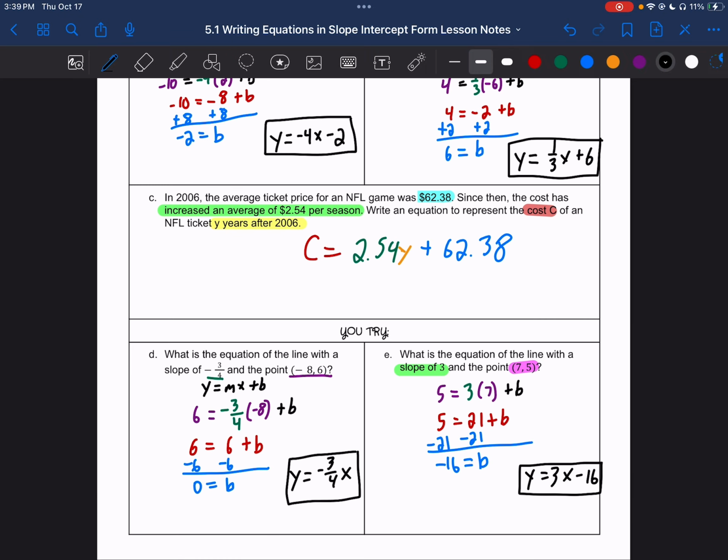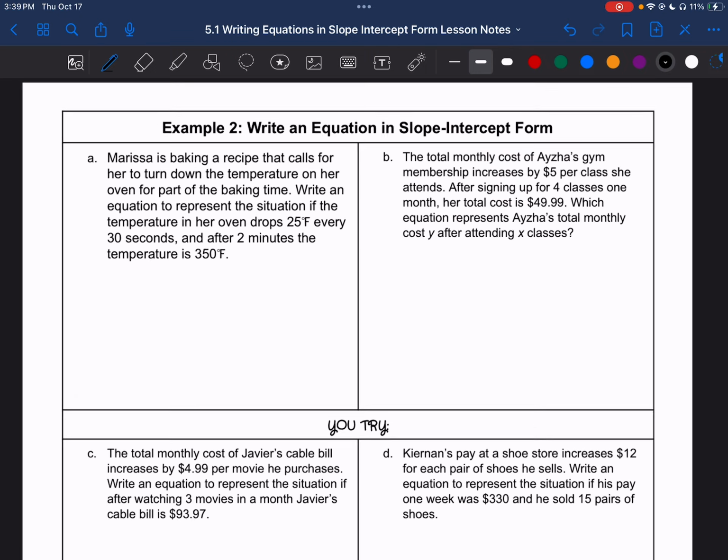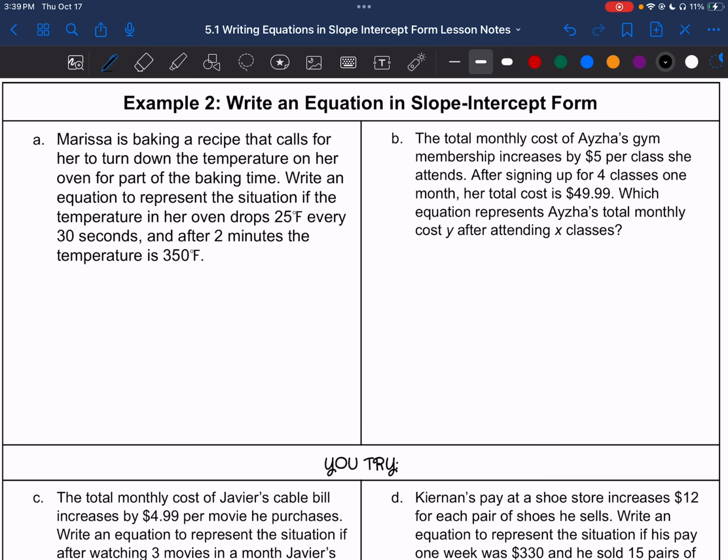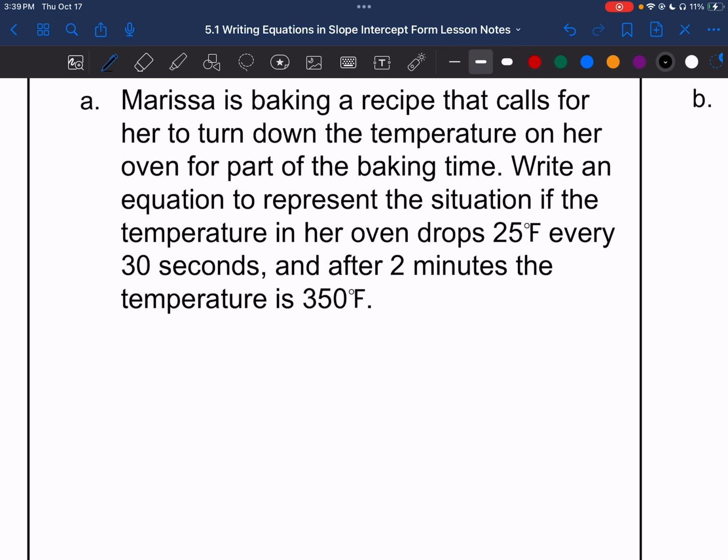Now we're going to move on to the next page. We have example 2. Write an equation in slope-intercept form. And we're going to be given, Marissa is baking a recipe that calls for her to turn down the temperature on her oven for part of the baking time. Write an equation to represent the situation if the temperature in her oven drops 25 degrees Fahrenheit every 30 seconds, and after 2 minutes, the temperature is 350 degrees Fahrenheit.